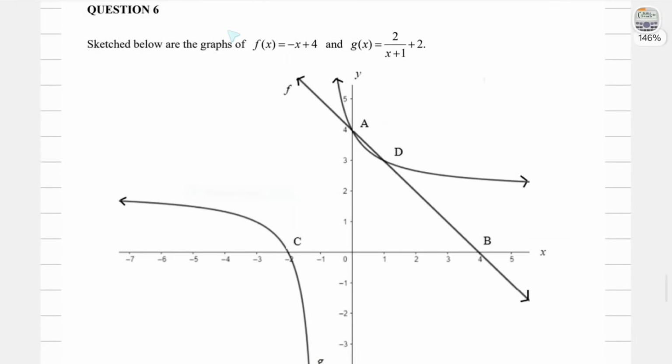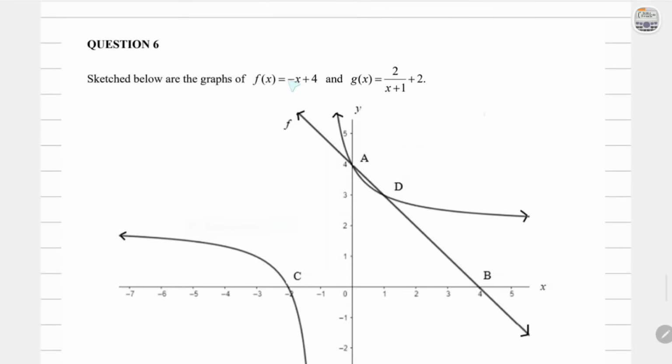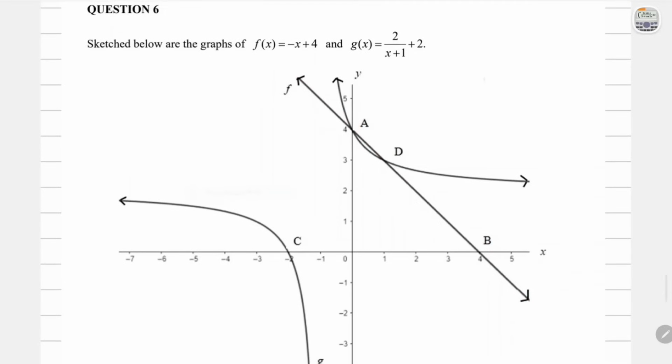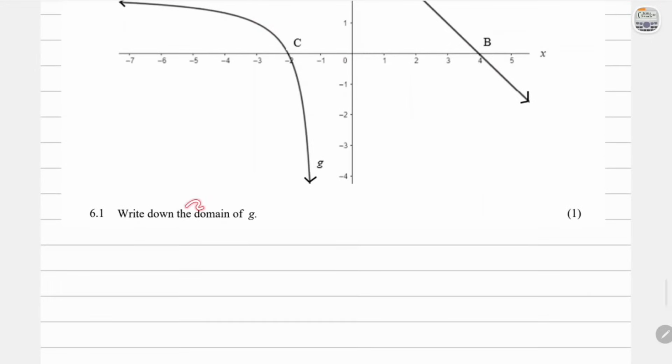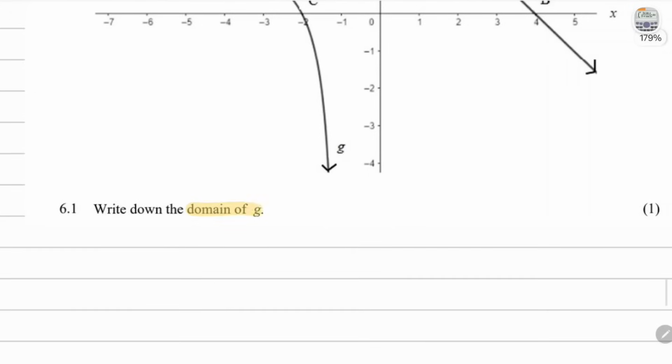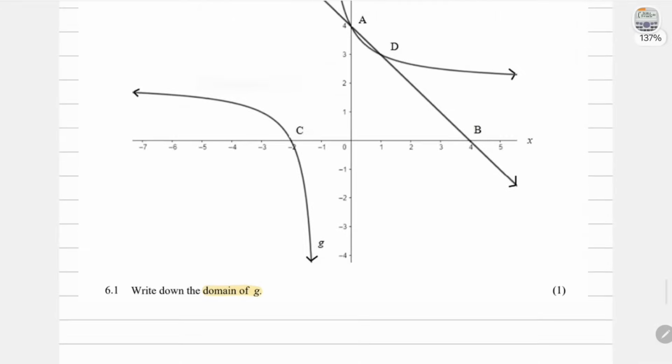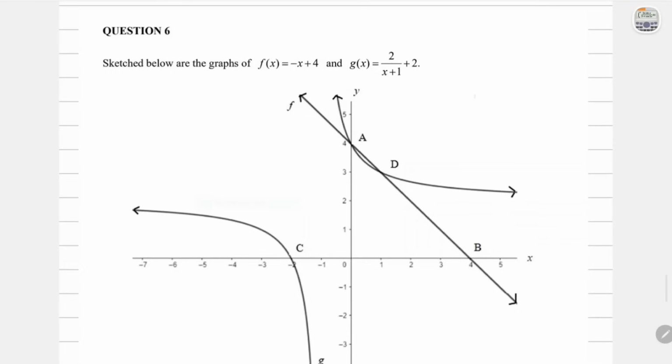Question 6 says, sketched below are the graphs of f of x and g of x. So we have a straight line, a decreasing function, and a hyperbolic function. Okay, so the first question is to write down the domain of g. So the domain is all the possible x values that this graph has. So let's look at this graph, and first of all, let's look at the asymptotes, because the asymptotes are the only things that can restrict the graph.